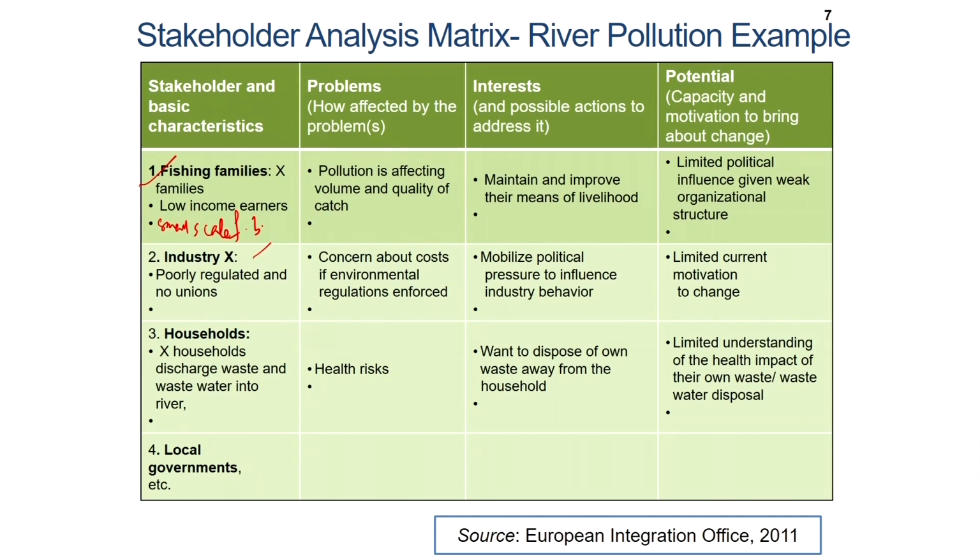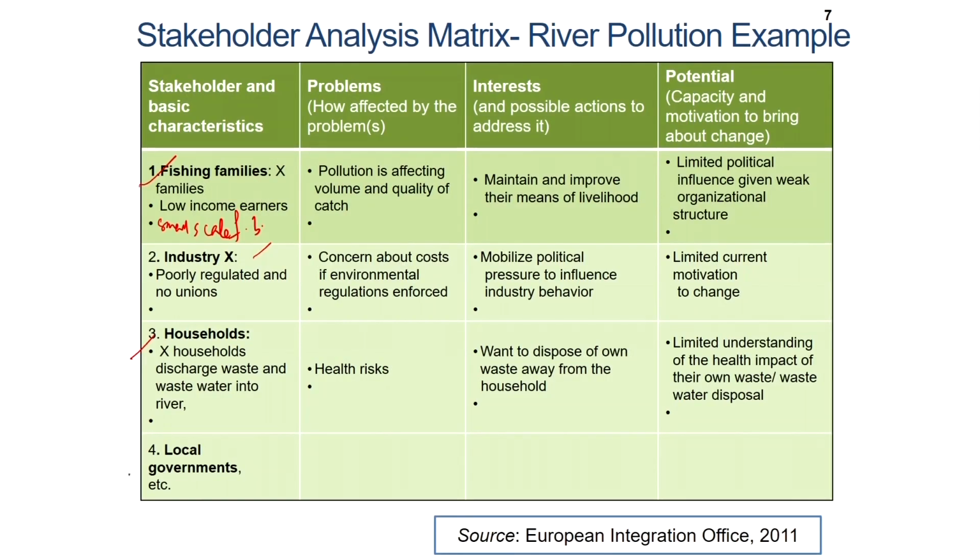So, with river pollution, fishing families are one of the stakeholders, industry is one of the stakeholders, households are one of the stakeholders. Households meaning those who are not fishing families, but they are a part of the ecosystem of the river pollution that we are talking about here. And then of course, there are local governments, and if there are more stakeholders to a certain problem, we can keep on adding the stakeholders to this matrix.